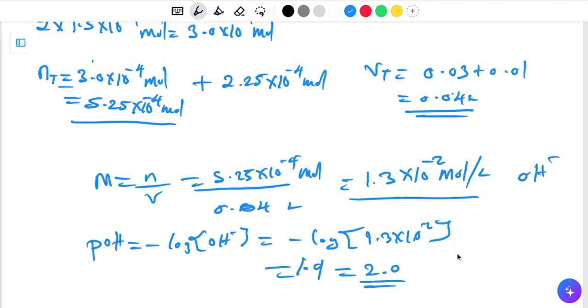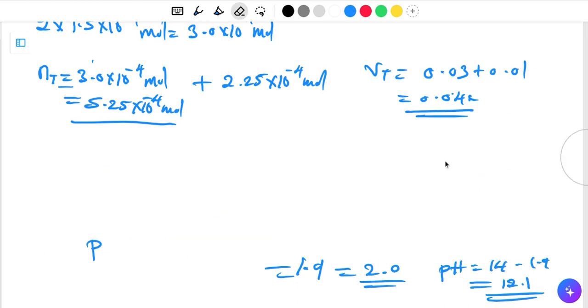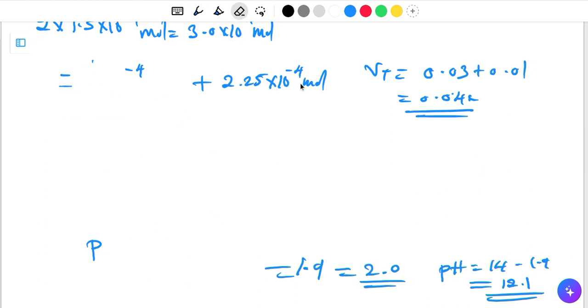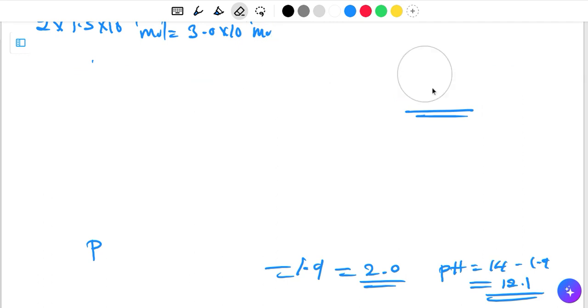What about the pH? pH is going to be equal to 14 minus the pOH. That means 14 minus 1.9. I'm getting 12.1 as my pH. So that is how you're supposed to answer that question. Very simple. Let's see other questions. Let's erase this.